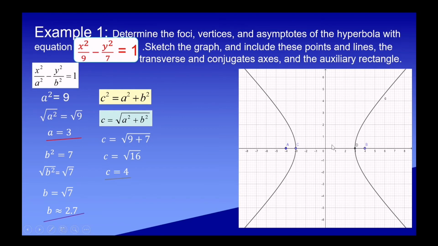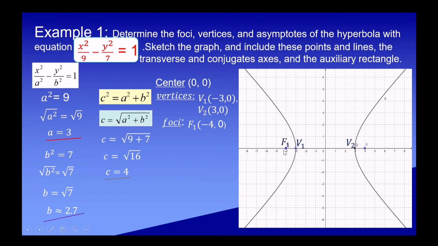So to plot all the points, meron tayong center at the origin. The vertices natin are points on the hyperbola. So we have here B1, that is 3 units away from the center, and B2 along the positive x-axis. Yung foci natin, F1 along the negative x-axis, which is -4, and F2 is positive 4.